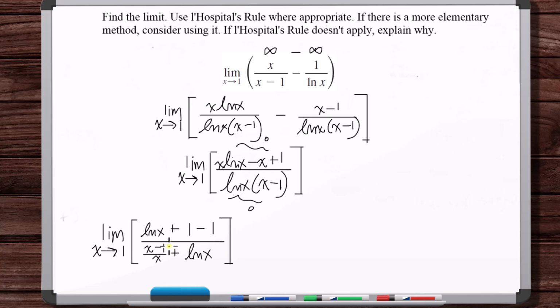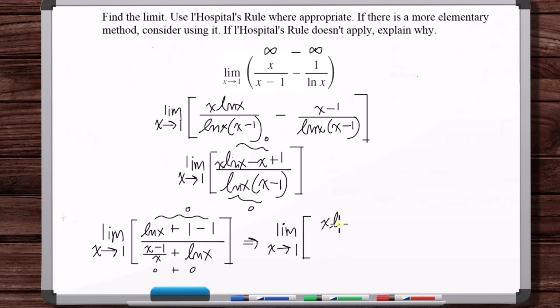Okay, so now we plug in 1. This goes to 0, plus 1 minus 1. So all of this goes to 0. Okay, the denominator, you get 1 minus 1, 0 over 1. This goes to 0, plus 0, so you get 0 over 0 again. All right, let's do this first. Let's multiply this by 1 in the form of x over x.